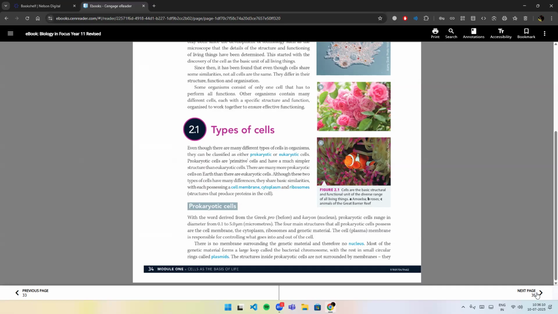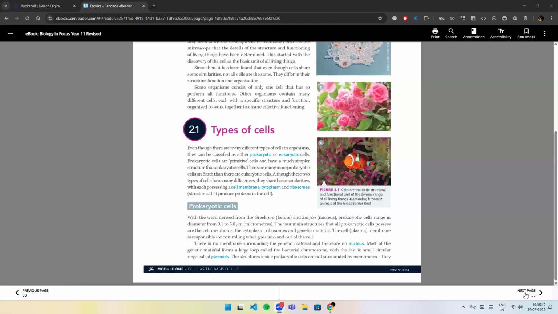Prokaryotic cells, with the word derived from the Greek pro, before, and kryon, nucleus, range in diameter from 0.1 to 5.0 micrometers. The four main structures that all prokaryotic cells possess are the cell membrane, cytoplasm, ribosomes, and genetic material. The cell membrane is responsible for controlling what goes into and out of the cell. There is no membrane surrounding the genetic material and therefore no nucleus.